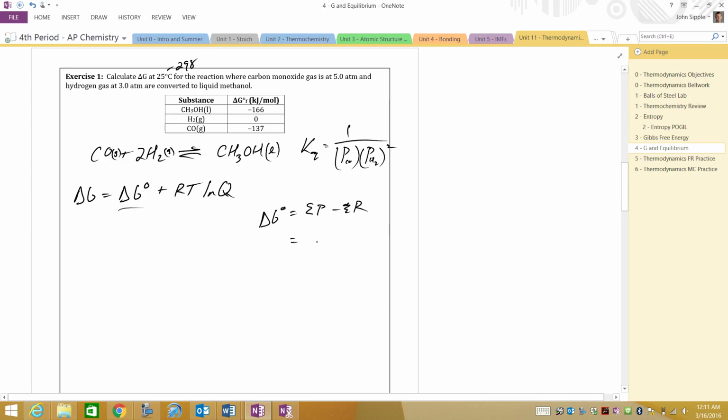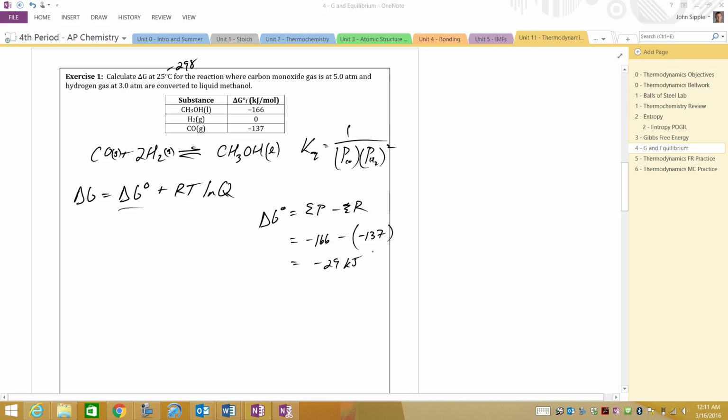Our product here is just the methanol, so that's negative 166, minus the sum of our reactants. Hydrogen is 0, and carbon monoxide is negative 137. That ultimately gives us a total of negative 29 kilojoules. I've already worked these out, so if I'm going too fast, just pause the video.